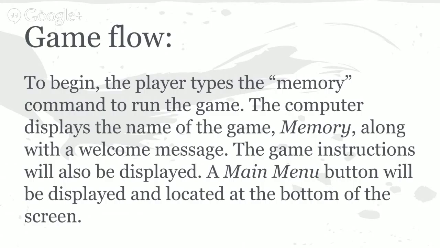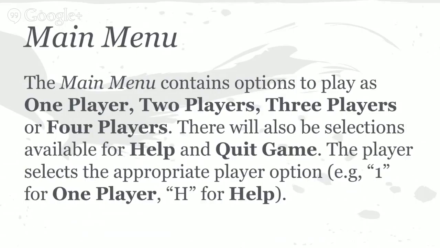The game flow. To begin, the player types the memory command to run the game. The computer displays the name of the game, Memory, along with a welcome message. The game instructions will also be displayed. A main menu button will be displayed and located at the bottom of the screen. The main menu contains options to play as 1 player, 2 players, 3 players, or 4 players. There will also be selections available for help and quit game. The player selects the appropriate player option, for example 1 for 1 player, or H for help.